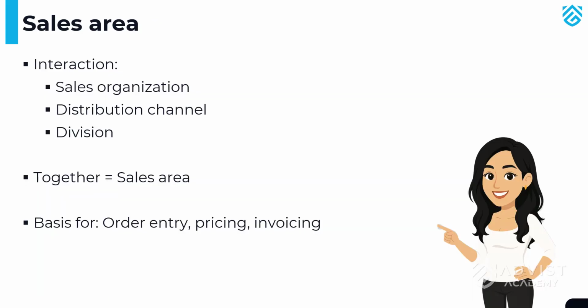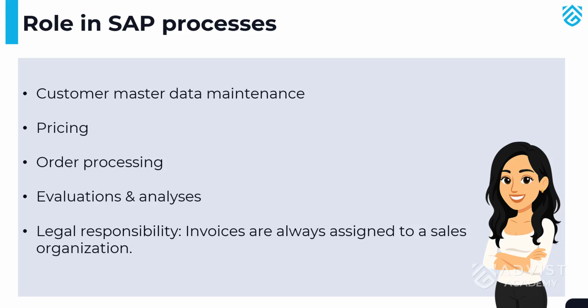The sales organization is closely linked to other organizational units, including the distribution channel and the division. Together, these three units form the sales area, which plays an important role in many processes, such as order processing and invoicing. The sales organization is required for various processes in the SAP system.